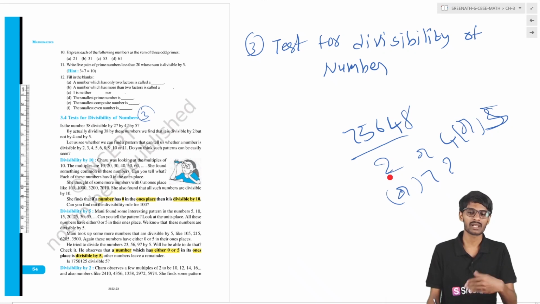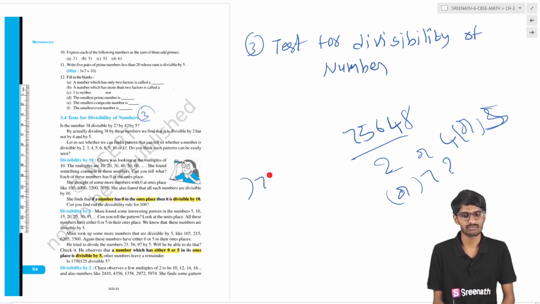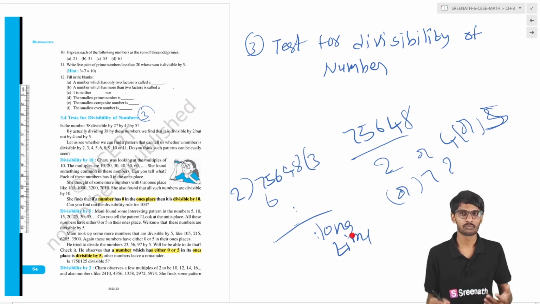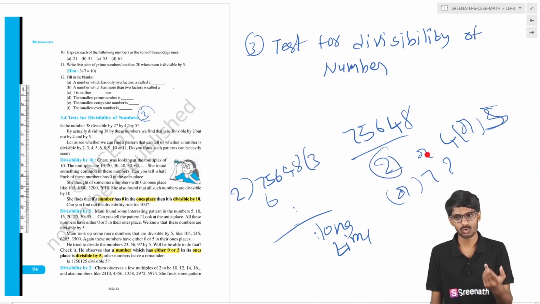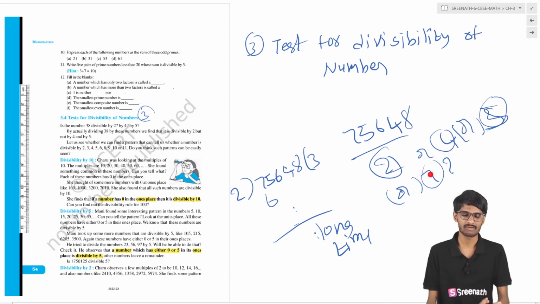By taking this number and trying to do the division with 2, and after that doing division with 4, like that, taking 75,648 and dividing by 2, 3 twos are 6, like that, this process takes a very long time. So if we want to get the answer immediately, by seeing the number we can say whether it is divisible by 2, or by 4, or by 7, like that.